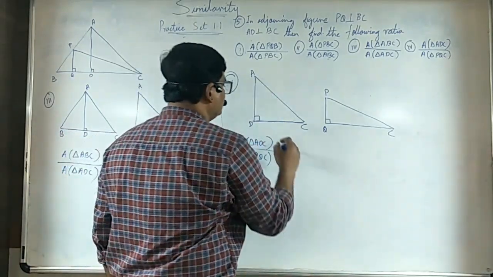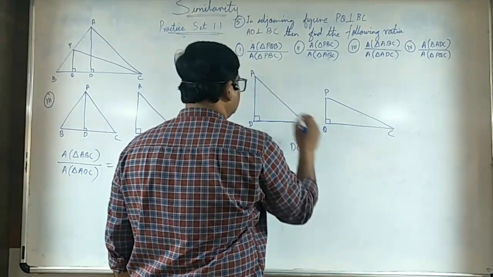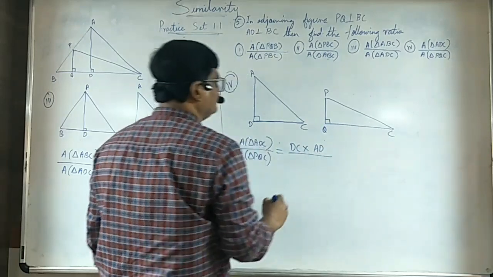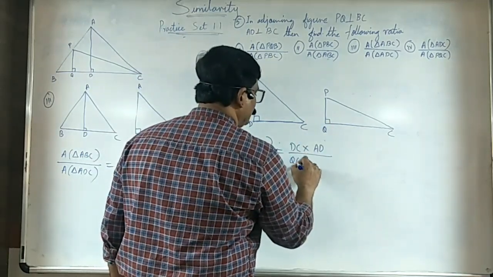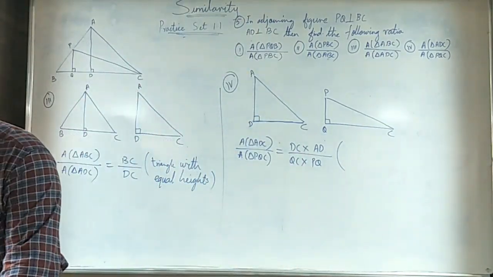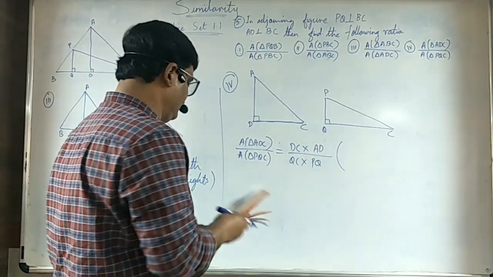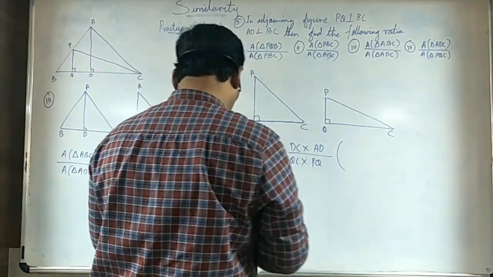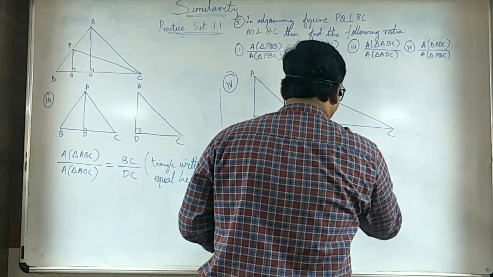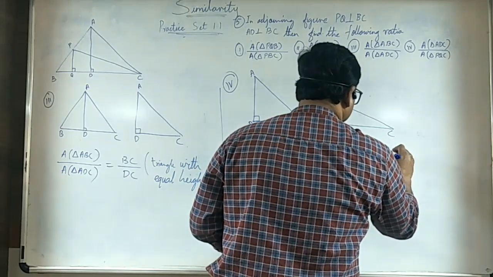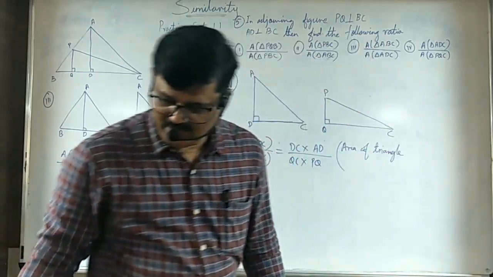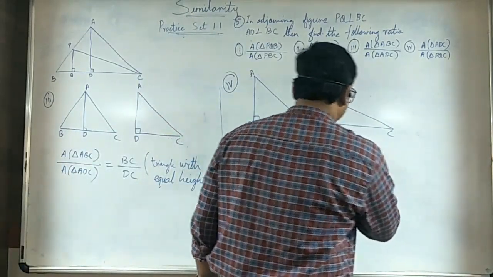Now here in this case, you have base DC into height AD, and here you have base QC and height PQ. Yes, and you have to write over here the reason, the ratio of the areas of the triangles. We have to write it over here.